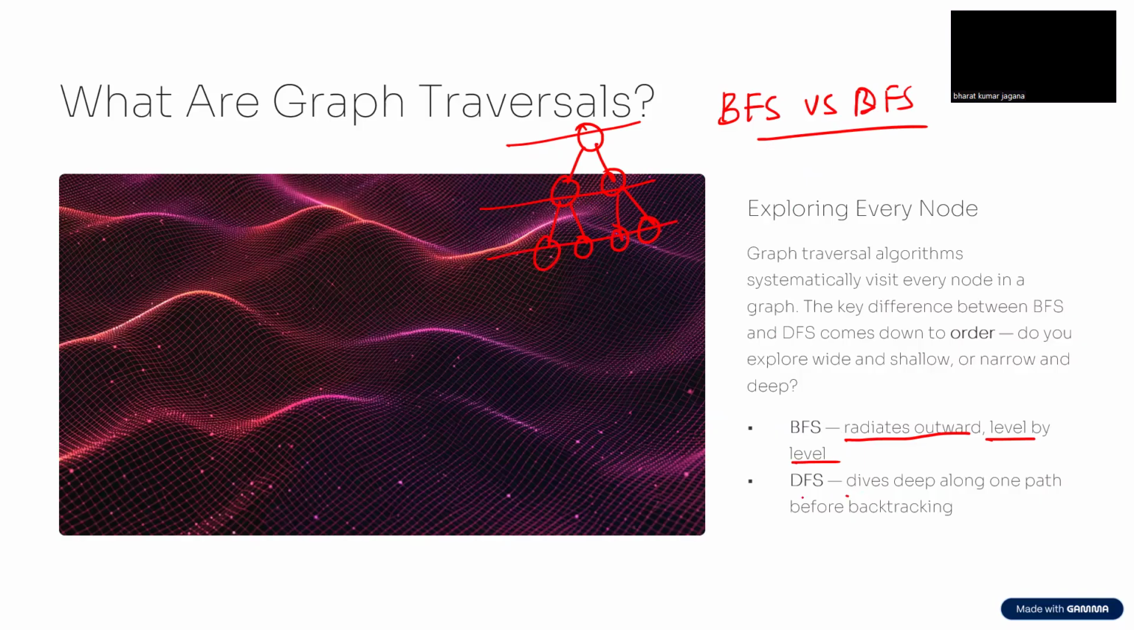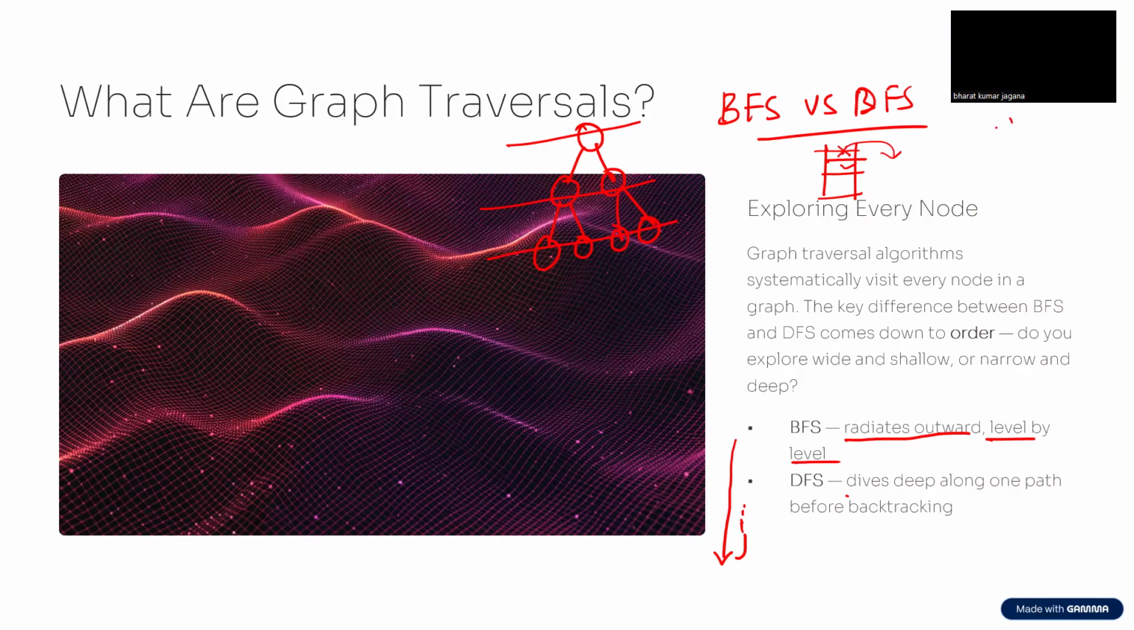Whereas in the case of DFS, it'll go deep, and then if it doesn't find any unvisited node, it will backtrack. We have studied this stack. As and when we didn't find any unvisited node, we just popped it off and then tried with the next node.